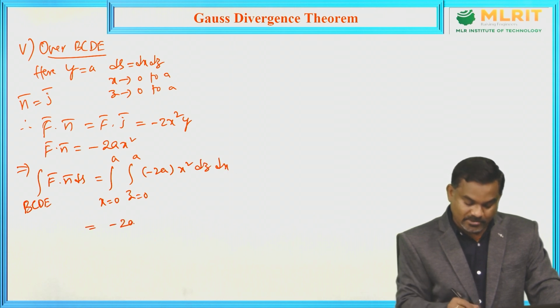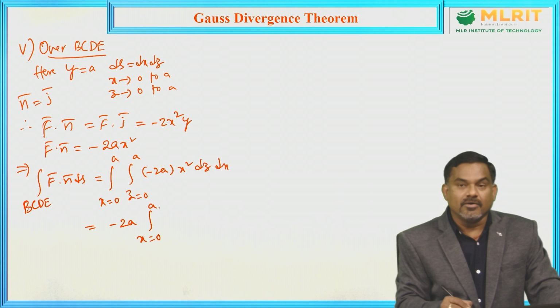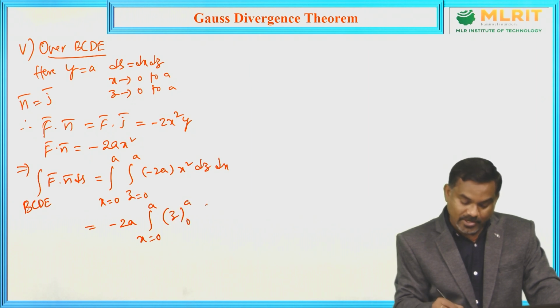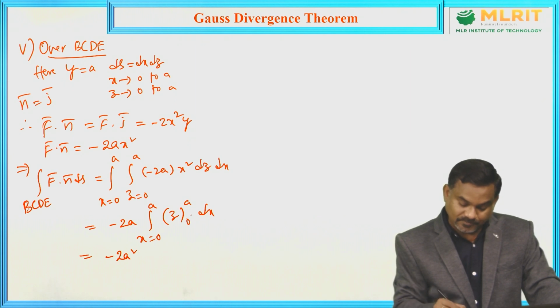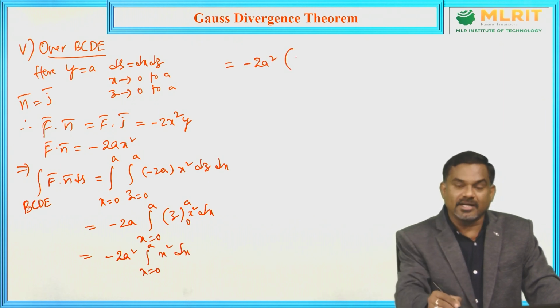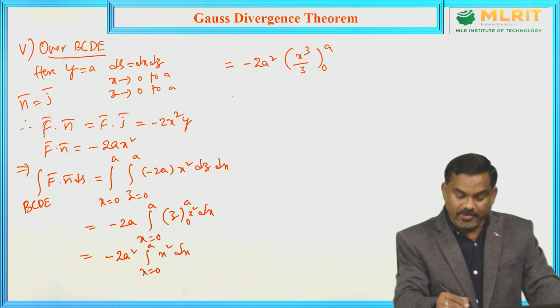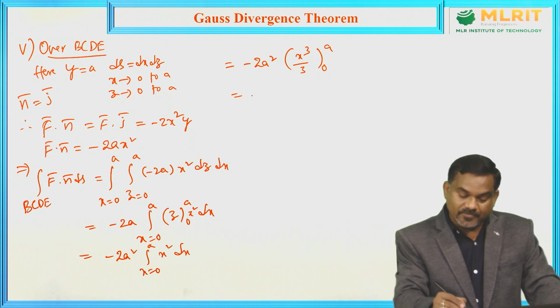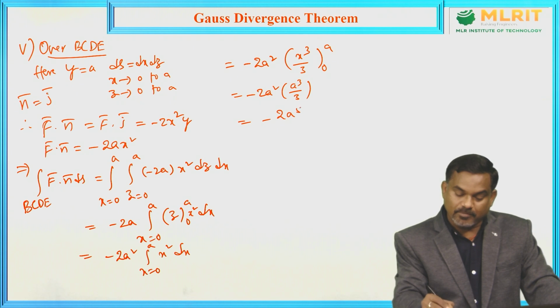So minus 2a is the constant and x from 0 to a. First we need to integrate with respect to z. We treat x square as constant, integral dz is z from 0 to a, and applying the limits we get minus 2a square, and again with respect to x, the integral from 0 to a of x square dx. So it is minus 2a square into the integral of x square, which is x cube by 3 from 0 to a. Only the upper limit is non-zero, the lower limit is 0. So minus 2a square into a cube by 3, which is minus 2a power 5 by 3.